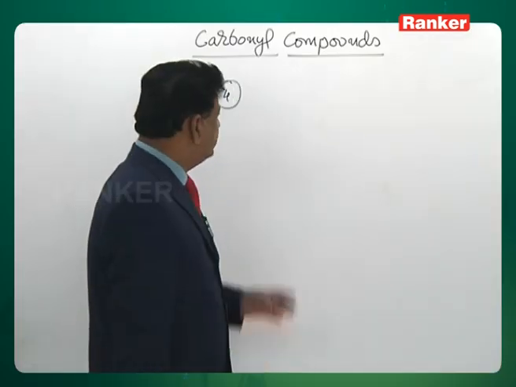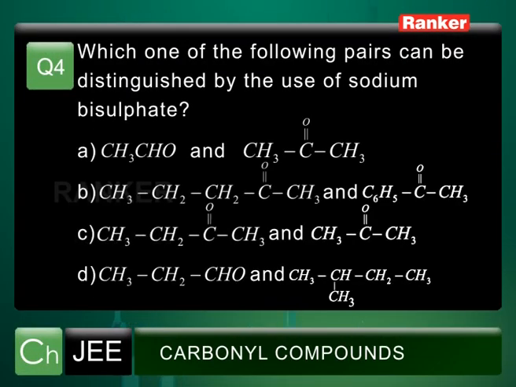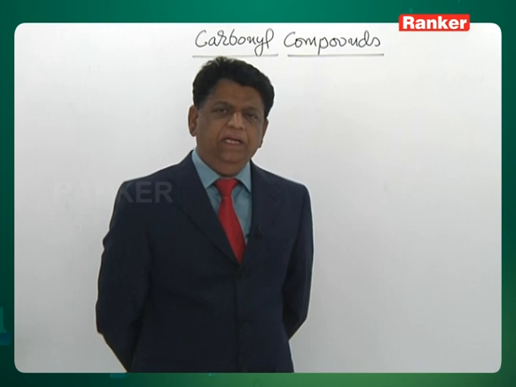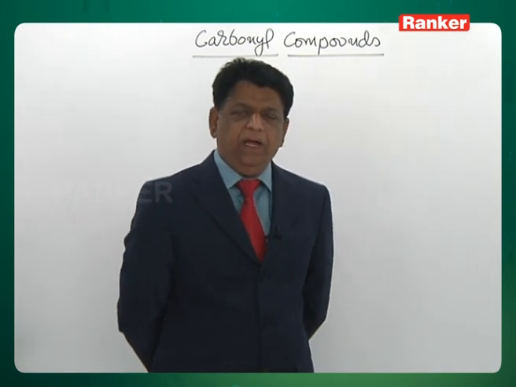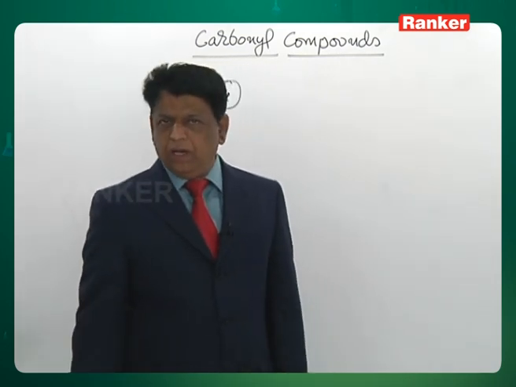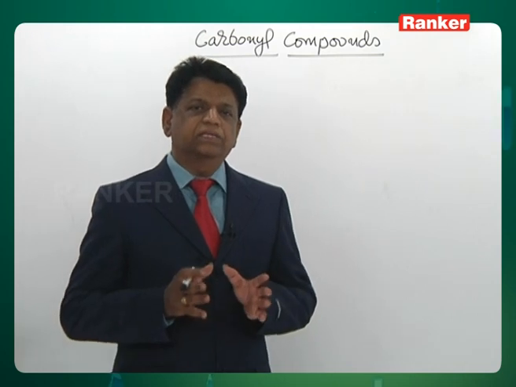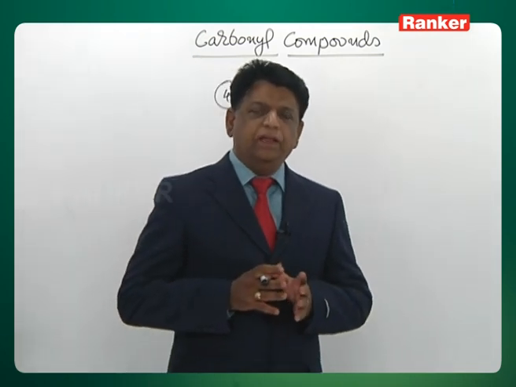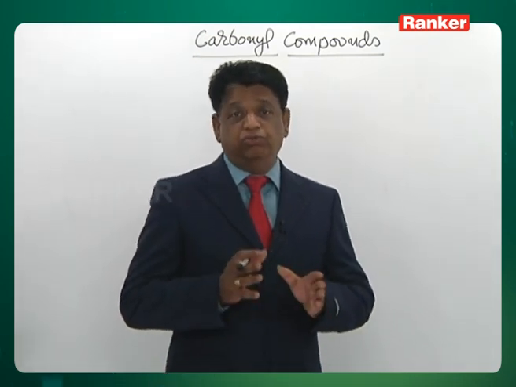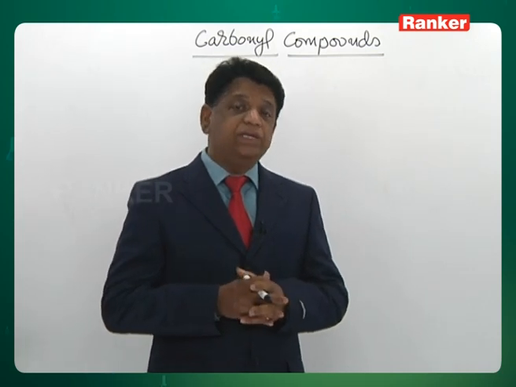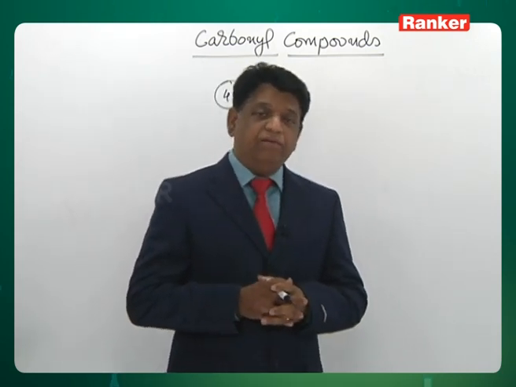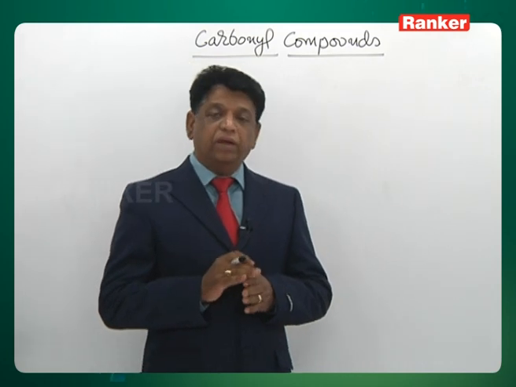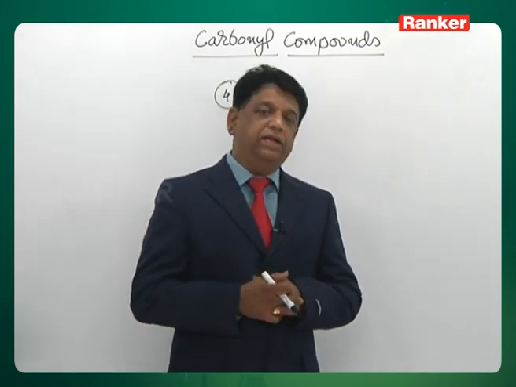So, let us go for question number 4. Which one of the following pairs can be distinguished by the use of sodium bisulfite? Actually, sodium bisulfite is the reagent prepared in a saturated manner and then added to the carbonyl compounds, they give white crystalline derivatives. And aldehydes and ketones both give this, therefore, using this you cannot differentiate aldehydes and ketones. However, aldehydes and ketones can be differentiated by some other compound.